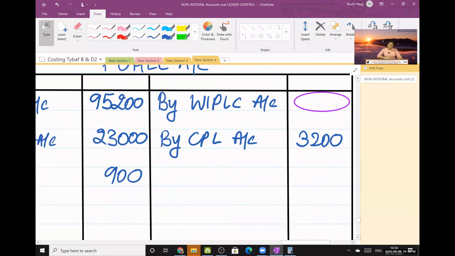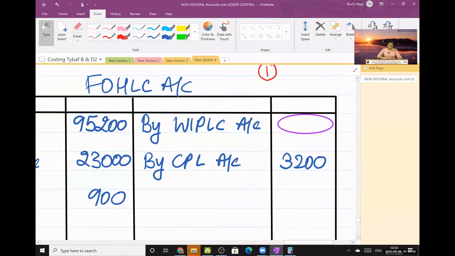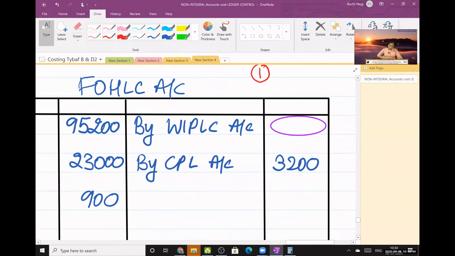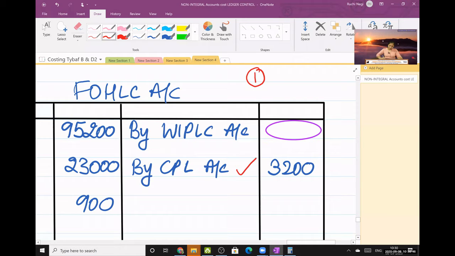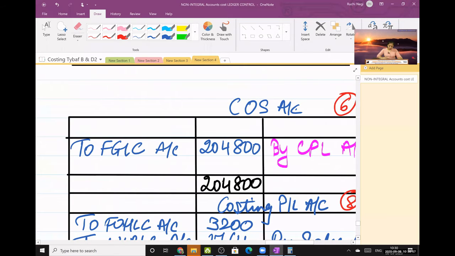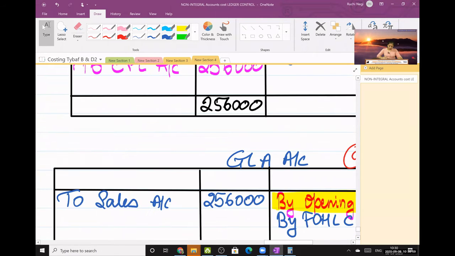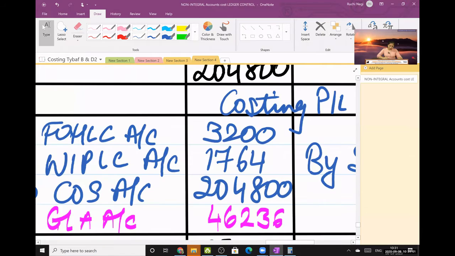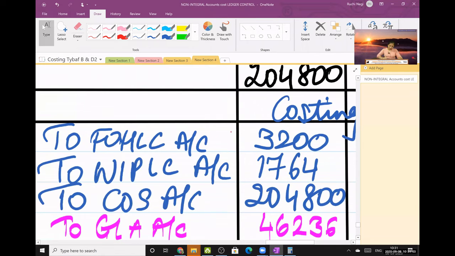Next, factory overheads under absorbed. Here, by CPL, credit side, 3,200. And the second effect will go to CPL, the costing P&L account, 3,200 on the debit side.